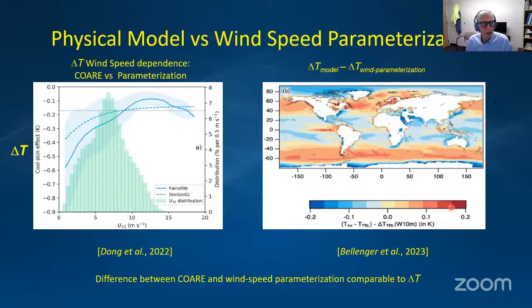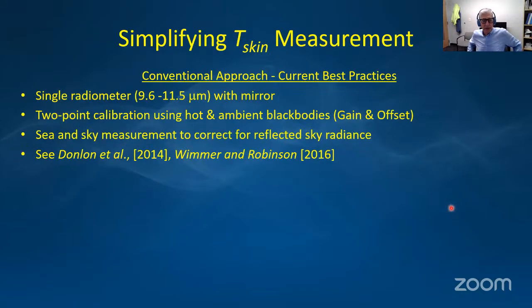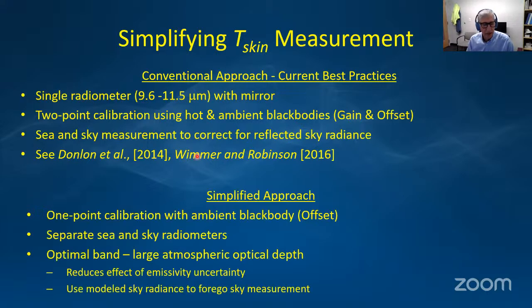these global climate models. Now, getting to the actual measurement that's made, how we make that, as I said, I've been working on simplifying the measurements. The conventional approach, which I think we could describe as the current best practices, is to use a single radiometer in the atmospheric window band of 9.6 to 11.5 microns with a mirror that then rotates to look at 2 internal calibration black bodies to calibrate the instrument, and then looks at the sea and the sky, and the sky measurement is necessary in order to correct for the sky radiance. And this has been well documented over the last couple of decades that these instruments have been developed.